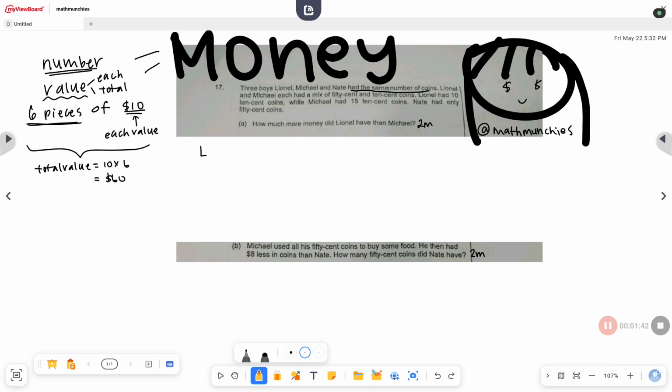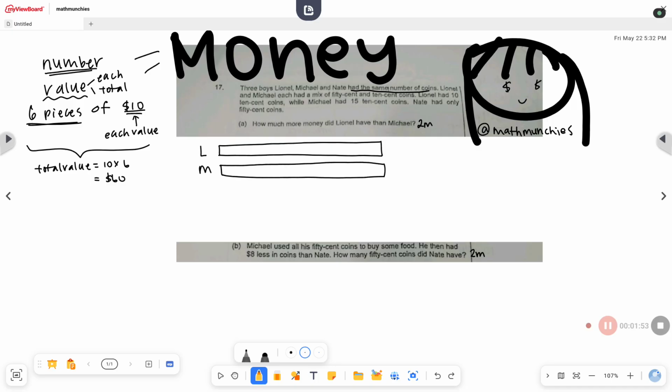So I have Lionel. These are all the same number, correct? And we have Michael right here, also the same number, right? And we have Nate, also the same number. Correct? Can you see this part here, to here, all this model, this rectangle box represents the number of what? Number of coins.